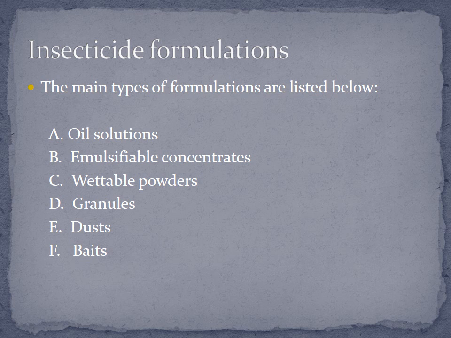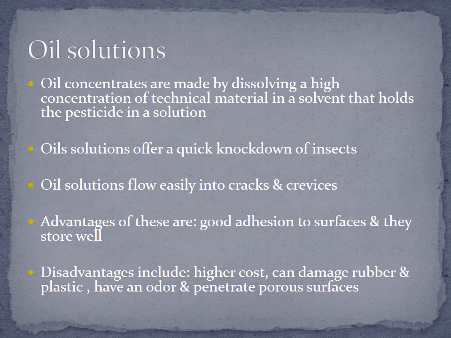Okay, let's continue to talk about some of these insecticide formulations. The main types of formulations are listed below on our PowerPoint here. A, we're going to have oil solutions. B, emulsifiable concentrates. C, wettable powders. D, granules. E, dust. And F, baits. The first formulation we're going to take a look at is oil solutions.